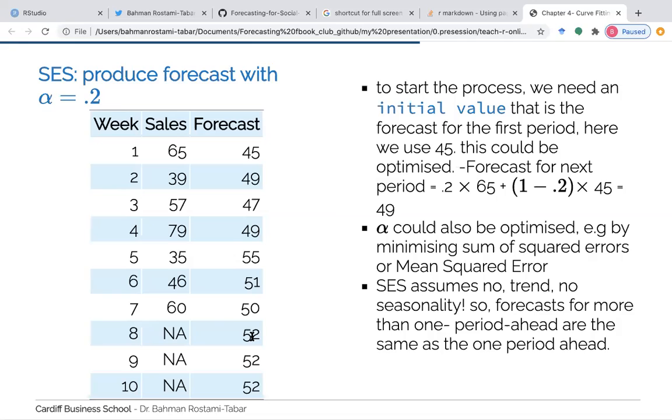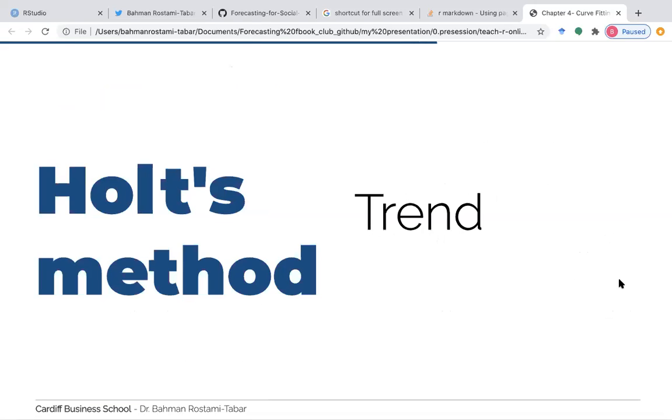So basically we have 2 parameters in simple exponential smoothing. One is alpha, and the other is the initial value. And then we can optimize these parameters using sum of squared error or mean squared error. So here you have the actuals, you have the forecast, you can calculate the error, and then you can calculate mean squared error, and then see what values of alpha and what initial value minimize this. Okay? All right. So that was single exponential smoothing.